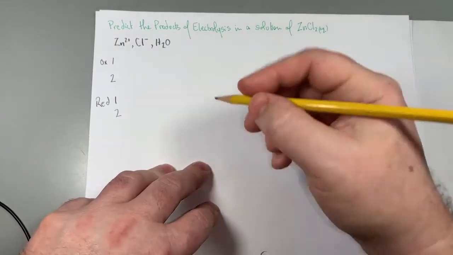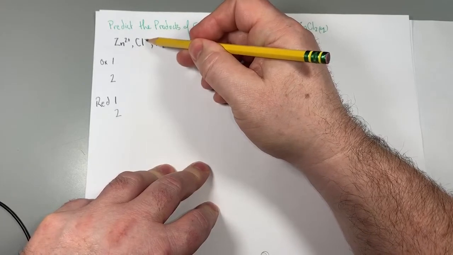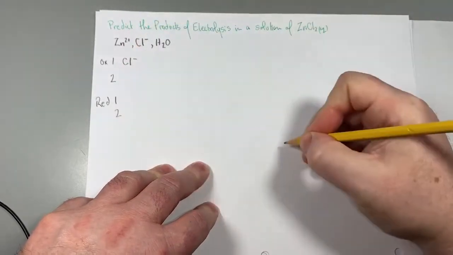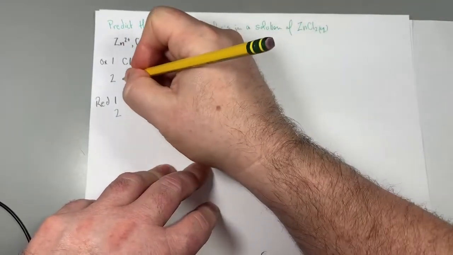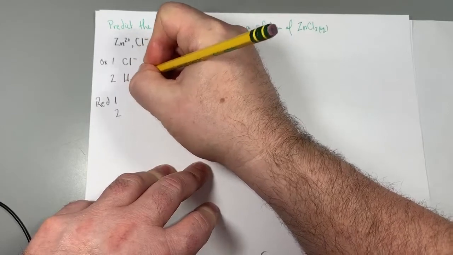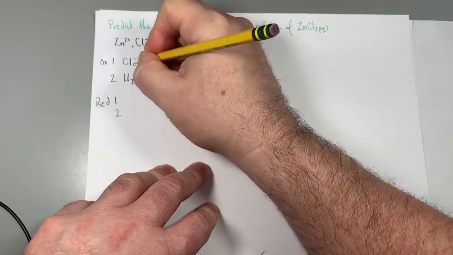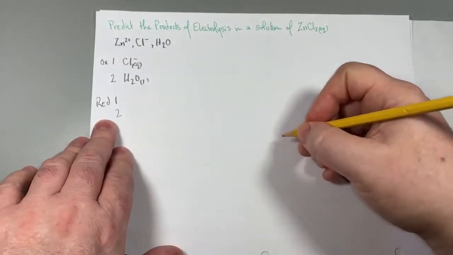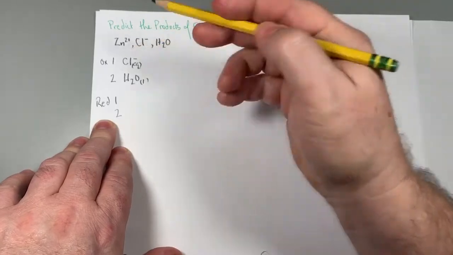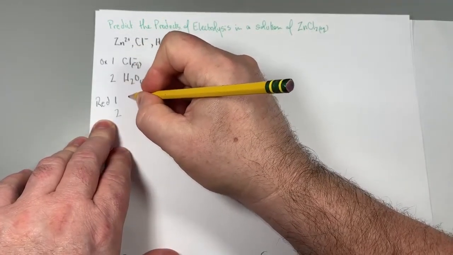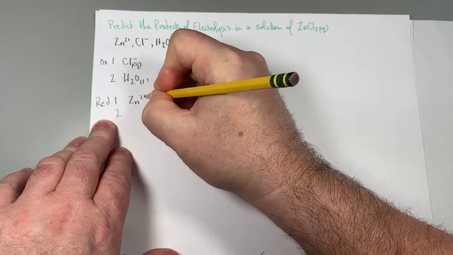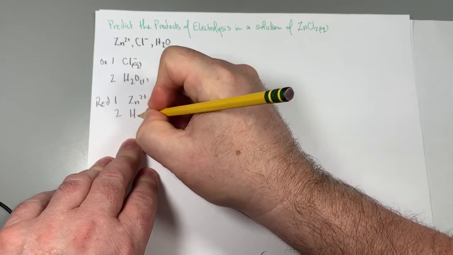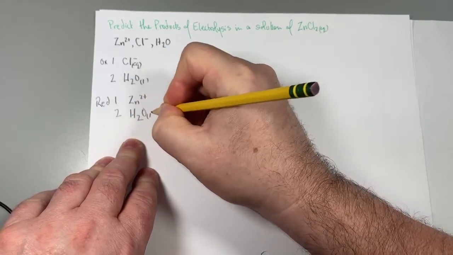Since oxidation is loss, and chloride is negative and can lose electrons easily, I choose the negative ion as a possible oxidation, and I choose water as a possible oxidation. For possible reduction, reduction is gain, so the positive ion is naturally going to gain electrons easily. So Zn2+ is a possible reduction, and water can possibly be reduced as well as oxidized.